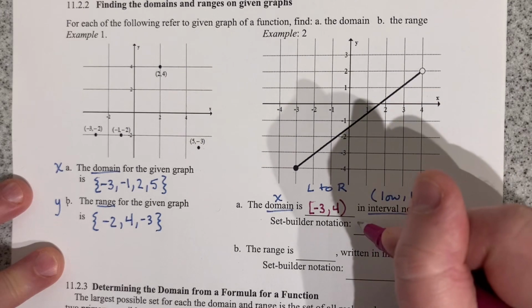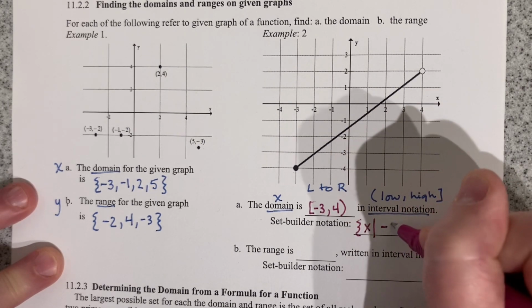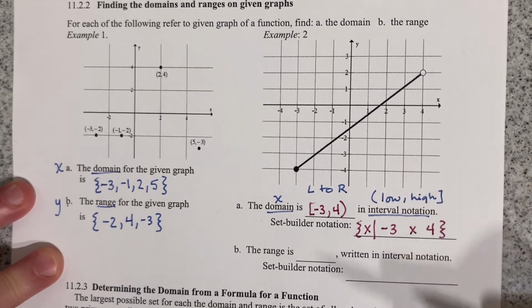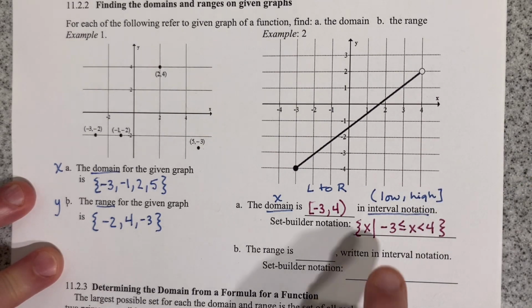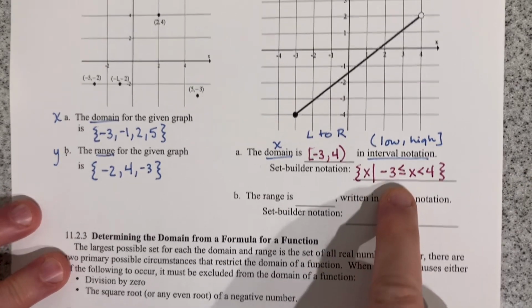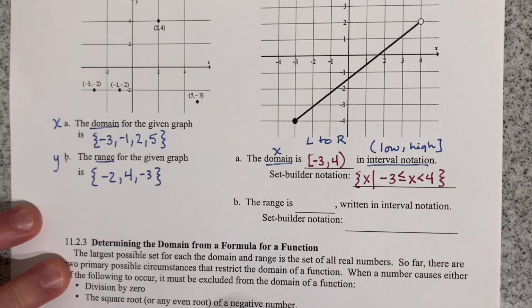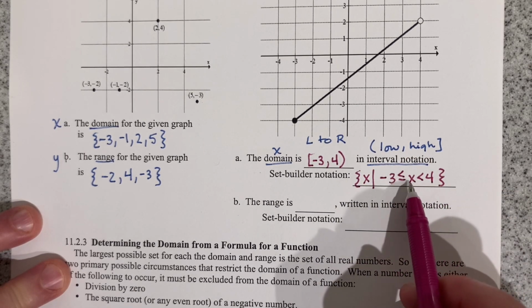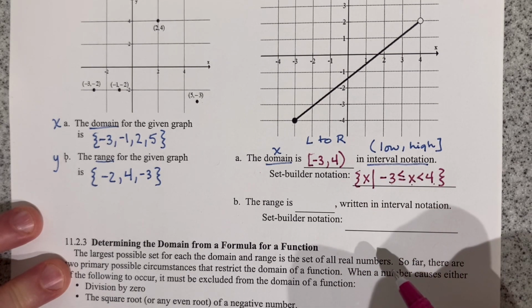Set builder notation would be the set of all x such that, and I'm just going to say that x is between -3 and 4. I can touch -3, but not 4. If we put our set builder notation in order from low to high, we should always be using less than symbols because it's lowest to highest. So -3 is less than or equal to x and x is less than 4. It goes in order that way.